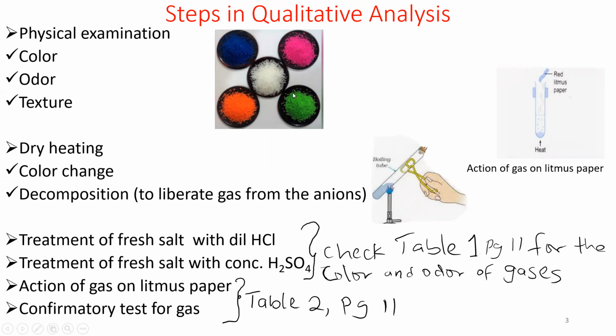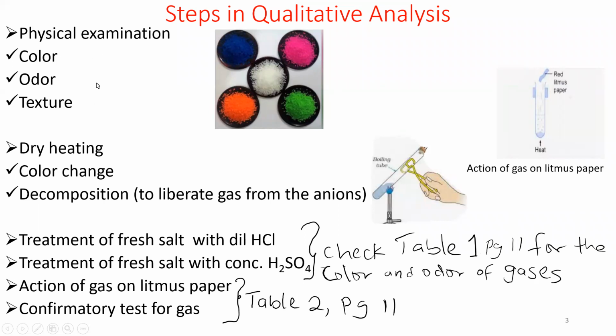For the color, we're actually trying to see, is the color of the salt green? Is it pink? Is it white? Is it red? Is it blue, purple? We have different colors of salt. So we should be able to say if it's a green powdery salt, a pink crystalline salt, or a white powdery salt. So whatever the texture is, we should be able to put it down and also check if the salt has an odor. So for our physical examination, we look at the color, the odor, and the texture.